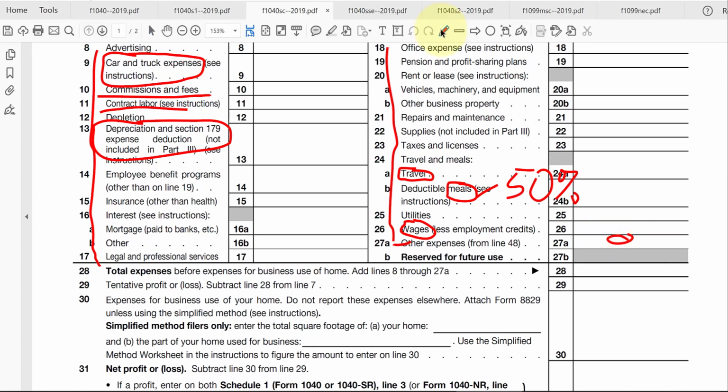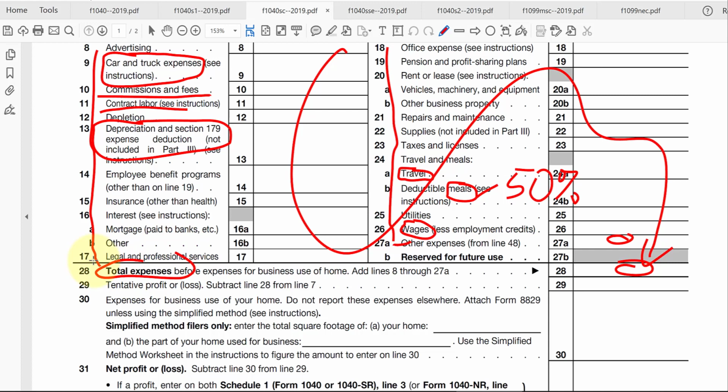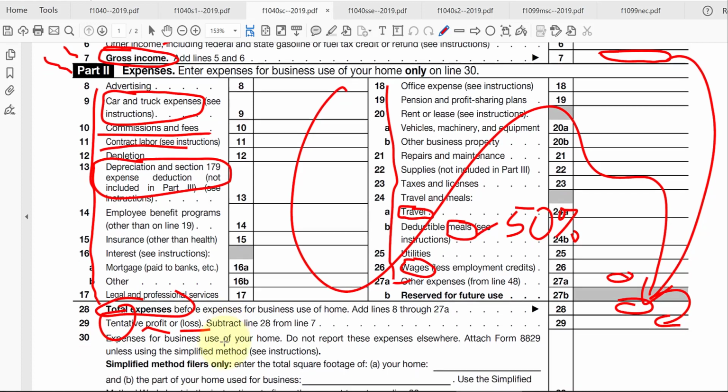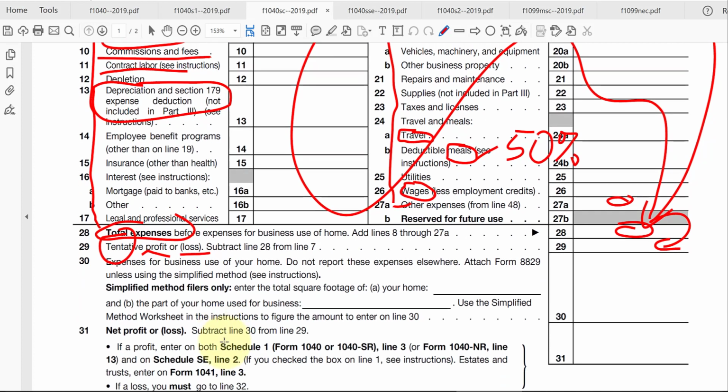We then take a grand total of adding up all of these amounts to get our total business expenses for the year, and we subtract that from our gross income to get a tentative profit or loss. The reason why it's tentative is because we have possibly one more deduction that we learned here in chapter 3 called a home office expense or home office deduction.